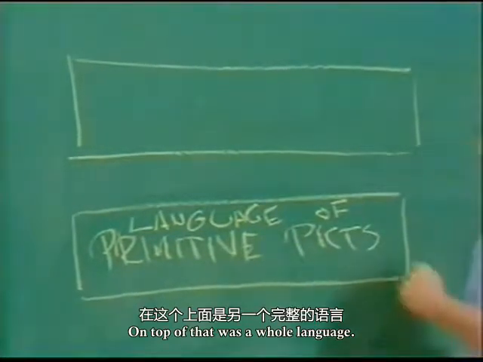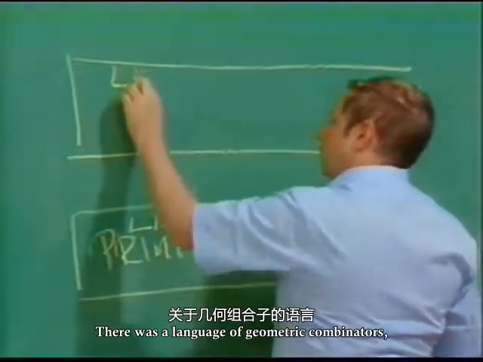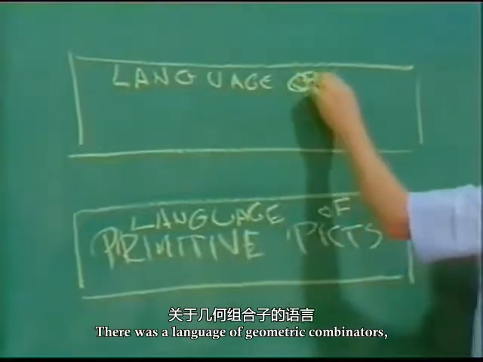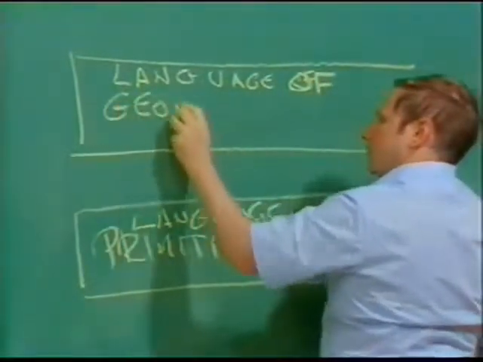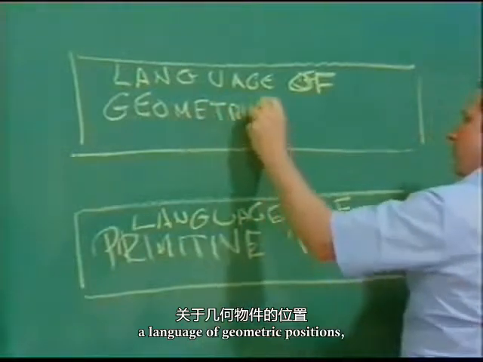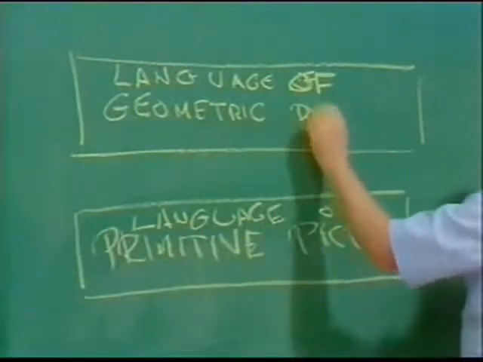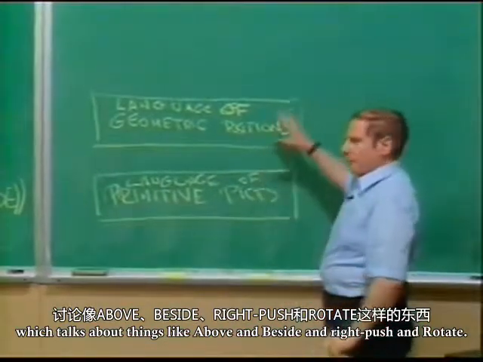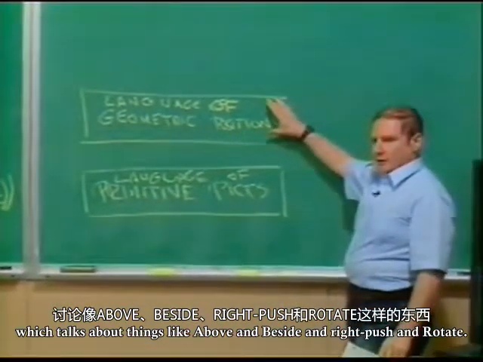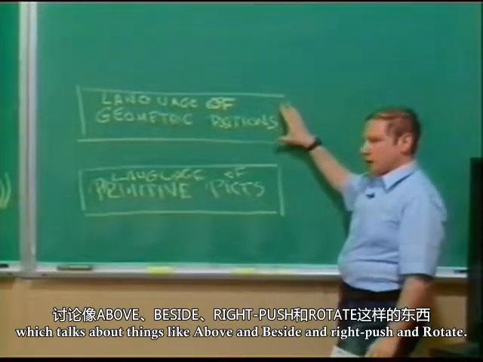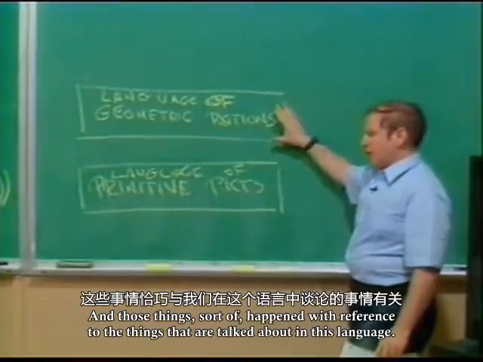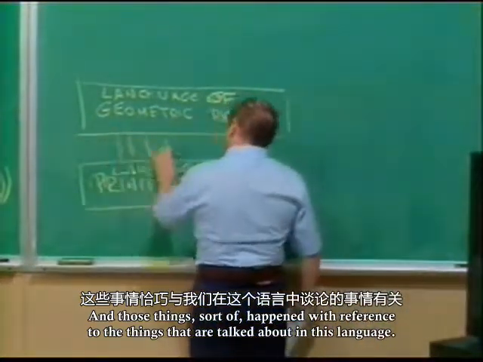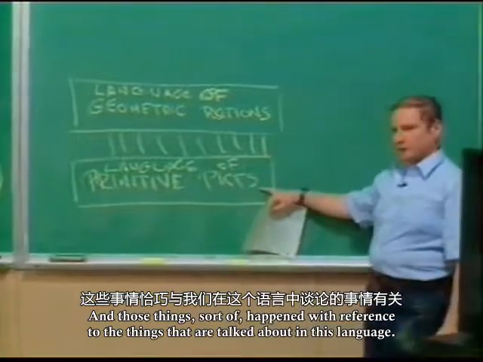On top of that was a whole language, a language of geometric combinators, a language of geometric positions, which talks about things like above and beside and right push and rotate. And those things sort of happen with reference to the things that are talked about in this language.